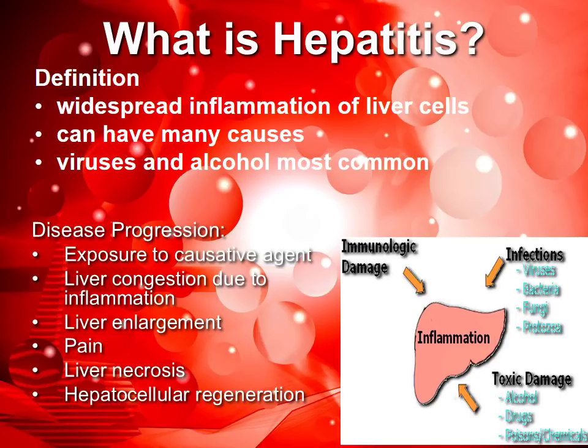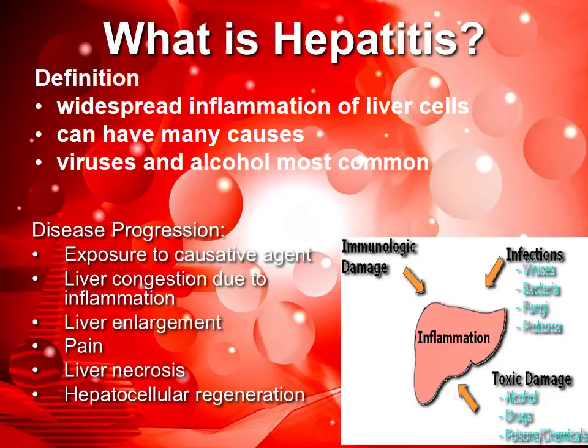Those products of inflammation cause enlargement of the liver, and as the disease progresses, there is discomfort progressing to outright pain. Where would the client feel the pain? Well, your right upper quadrant is where the greatest mass of the organ is found.